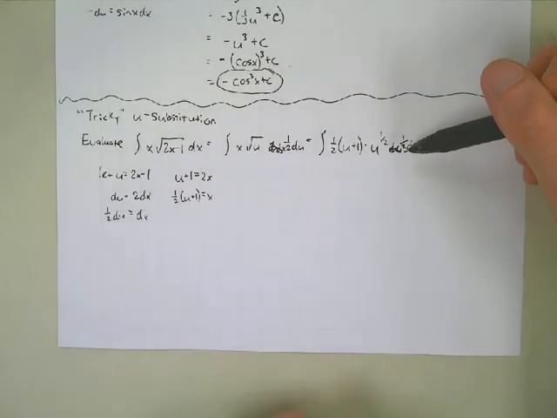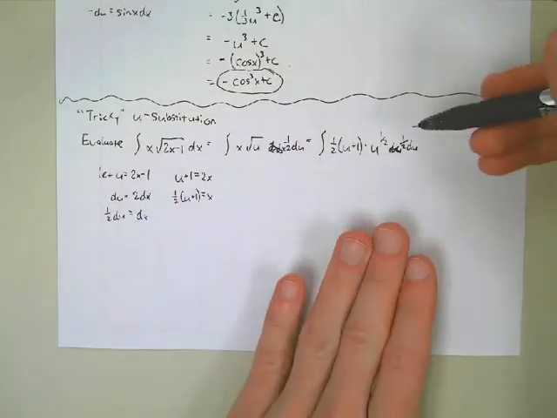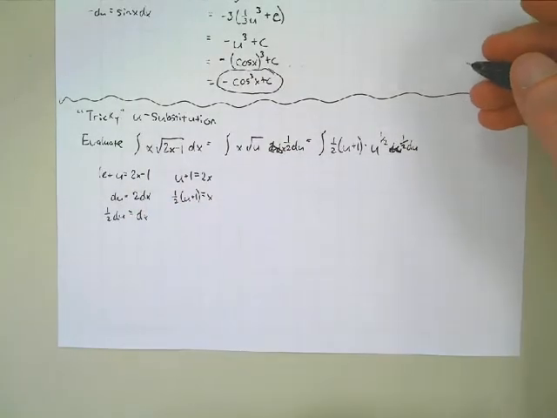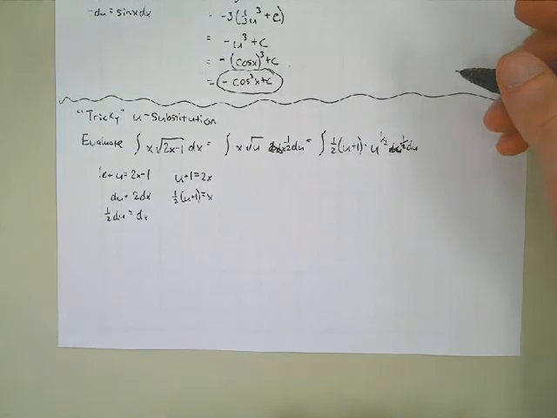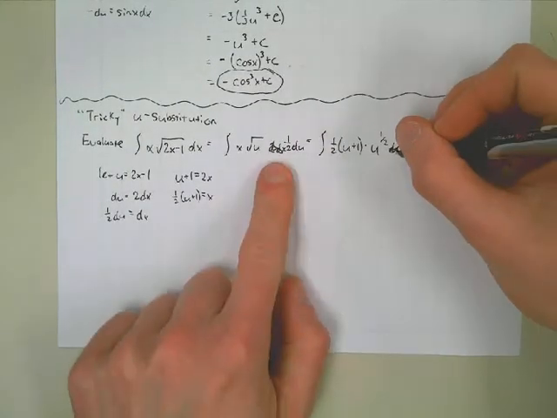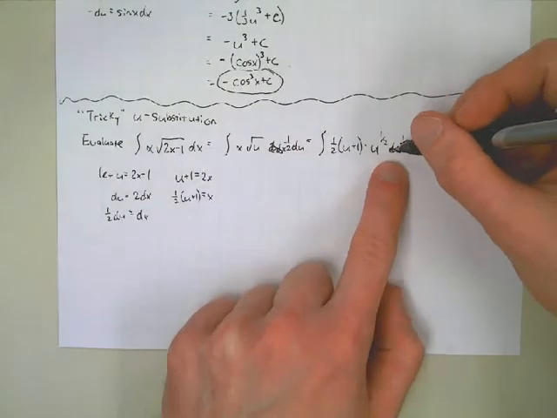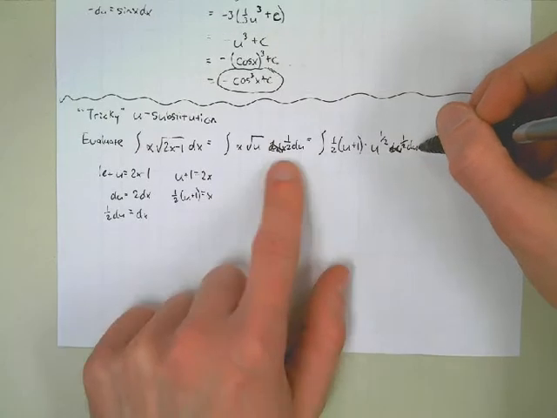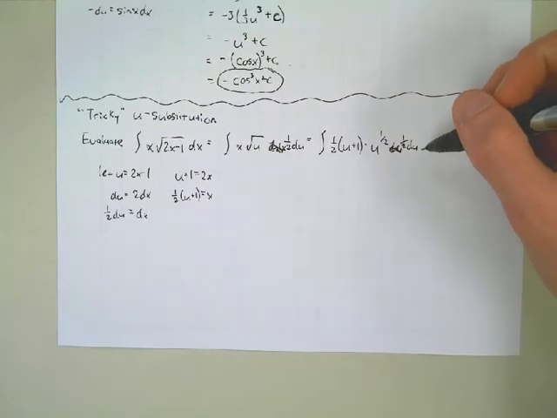So far so good. Any questions up to this point? I want to make sure I didn't lose anybody. Did you cross out the first du? I made a mistake here. Instead of writing du, I was supposed to write 1/2 du. I forgot to bring that 1/2 in.